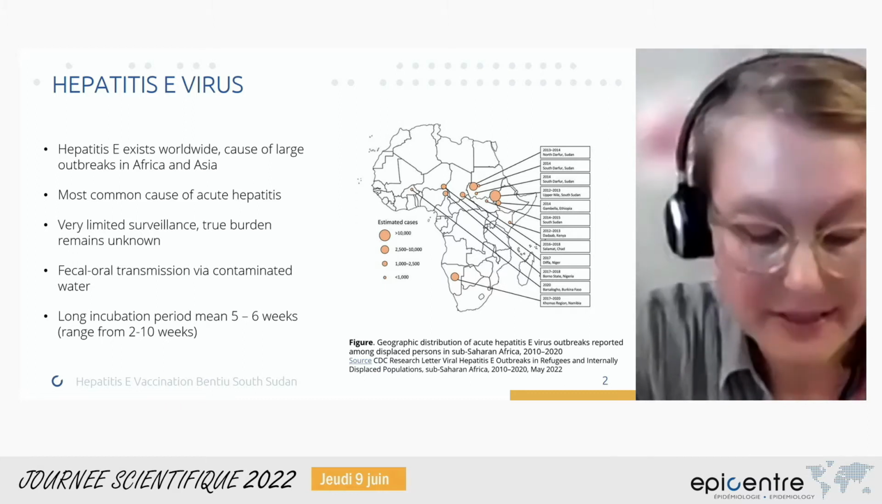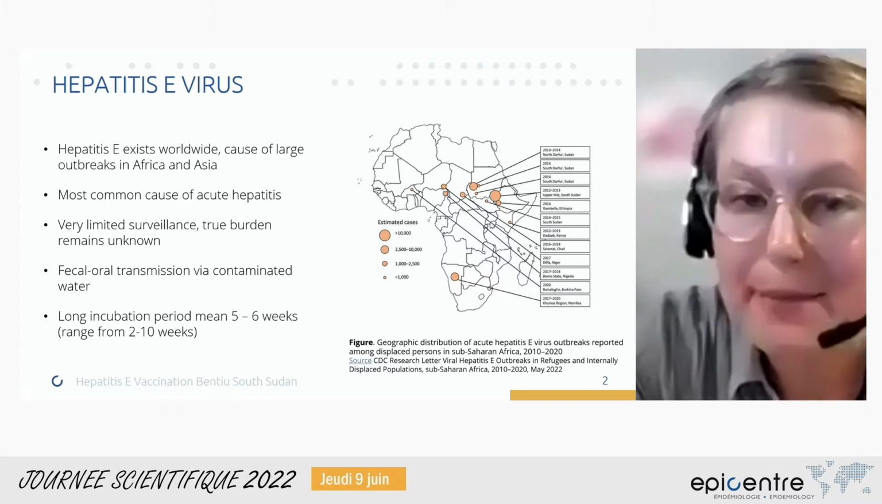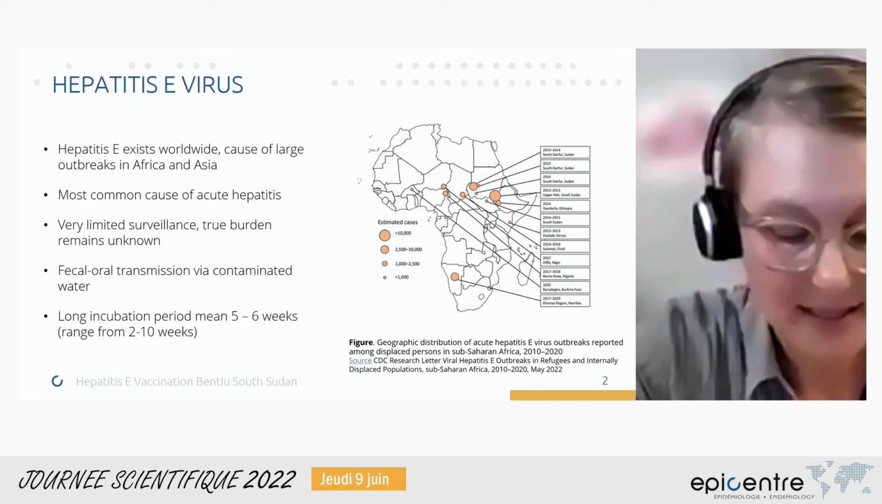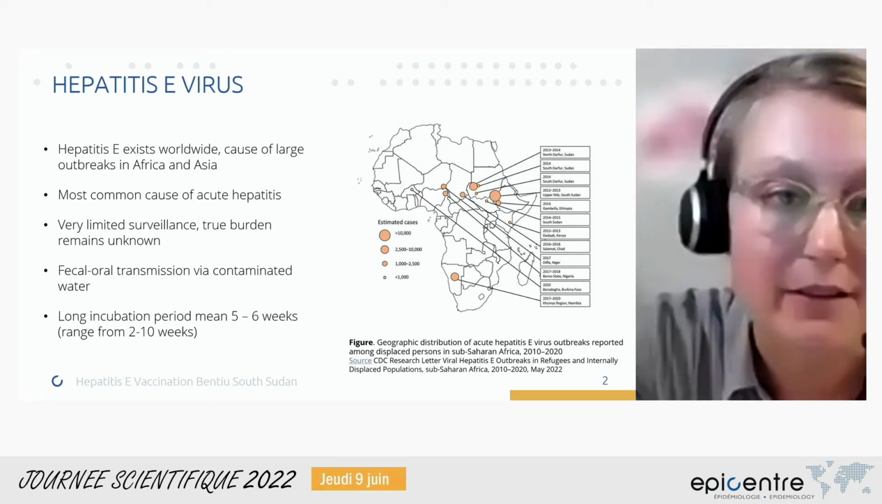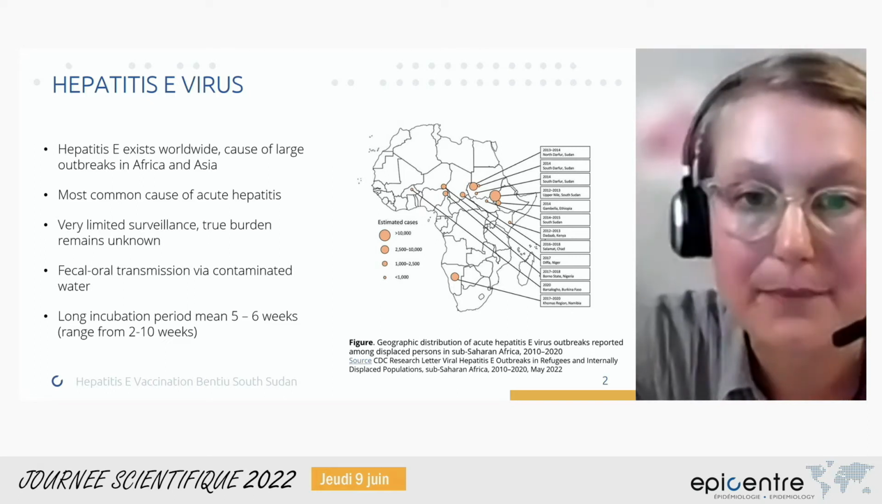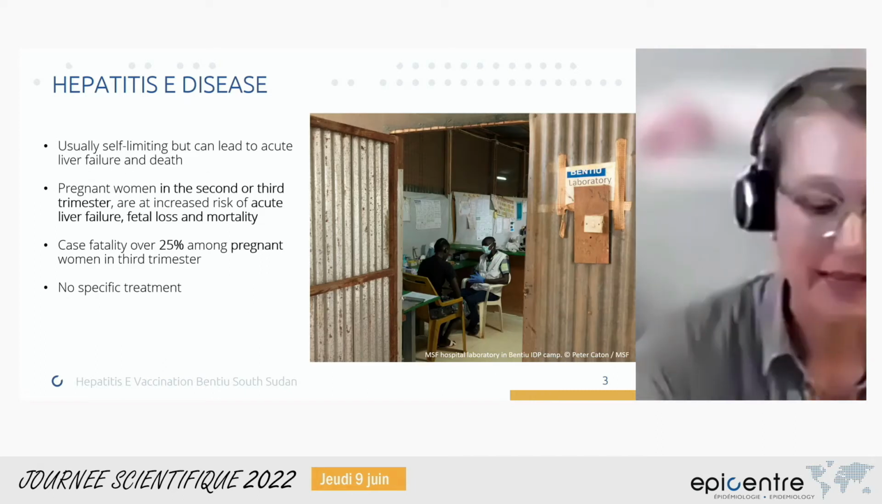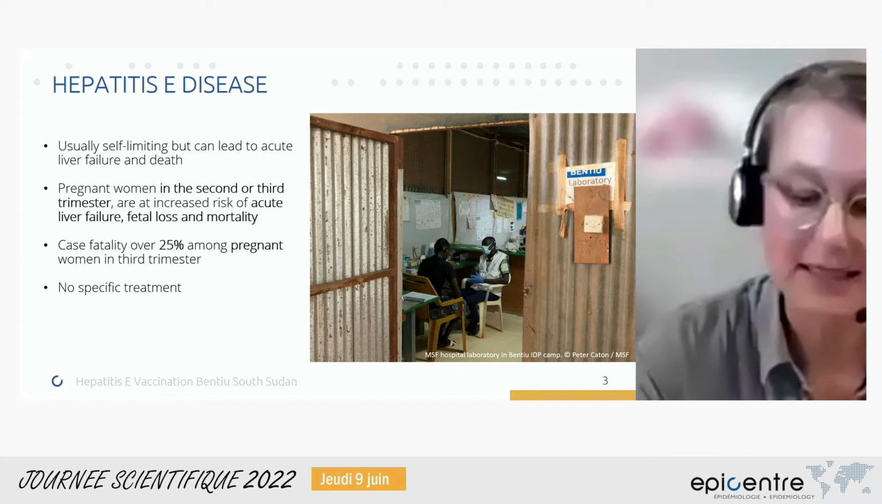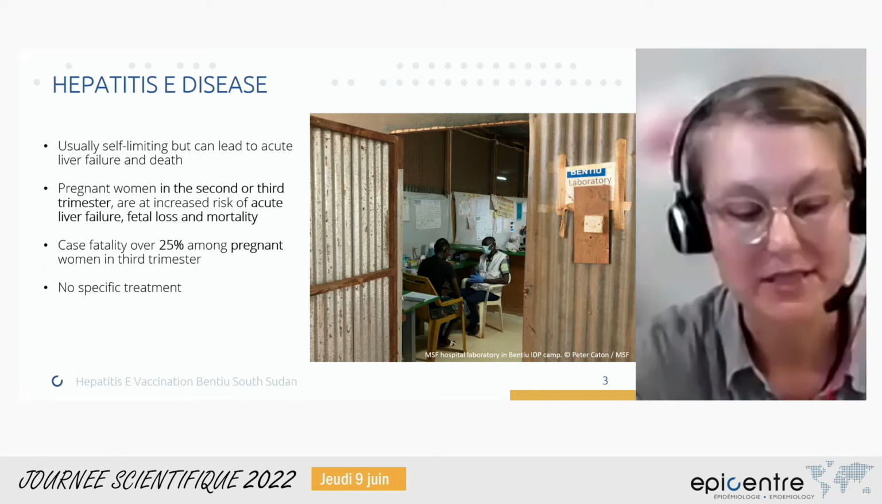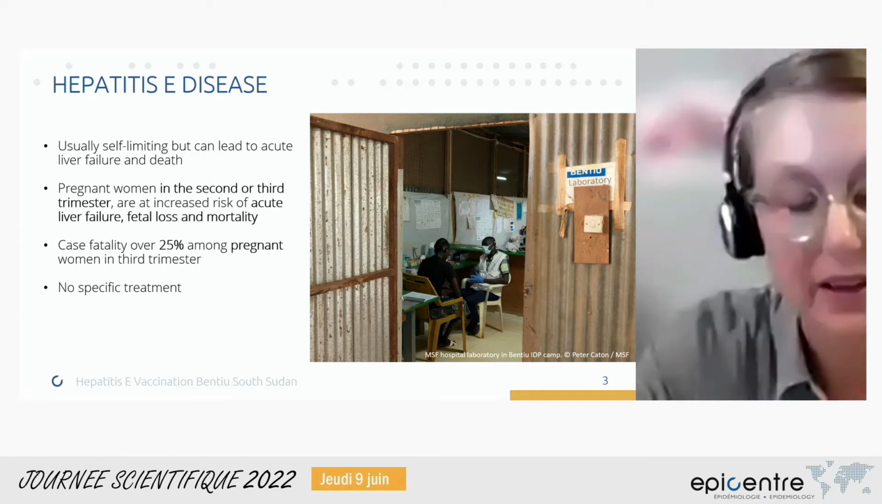So the virus is transmitted fecal-orally by contaminated food or water, and it has quite a long incubation period with a mean of 5 to 6 weeks. Hepatitis E disease is usually self-limiting, but in some cases causes a fulminant form of hepatitis, which can lead to acute liver failure and death.